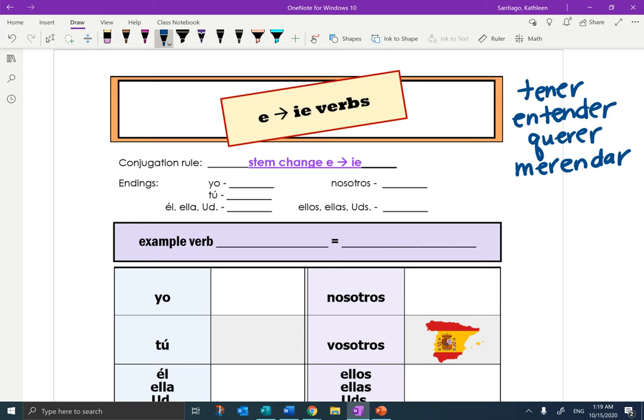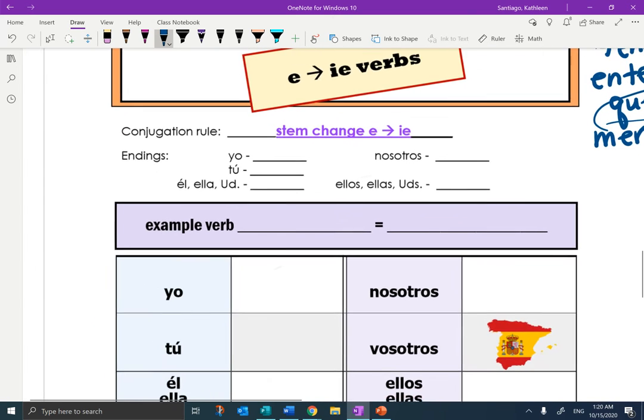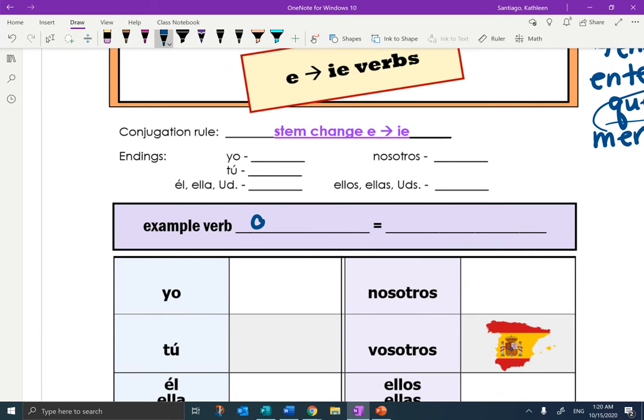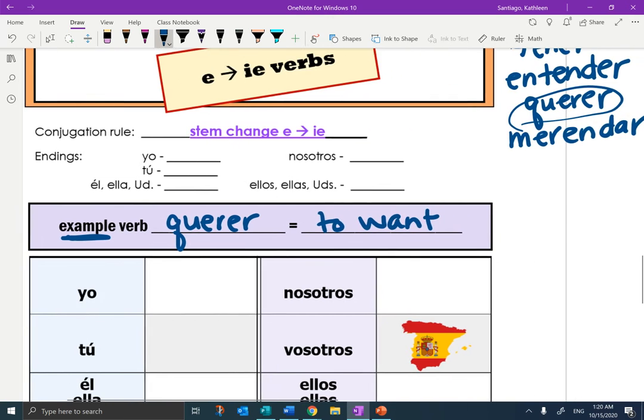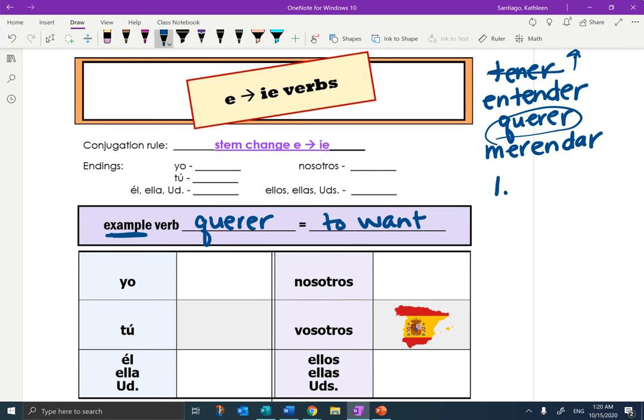Okay, so we have to choose one, and we already did tener, so we're not going to do that one because that one's on the chart up above. So let's take querer, mainly because it's shorter. We're going to write it right here. Querer. This is our example. So let's underline that word, example. Querer means to want.